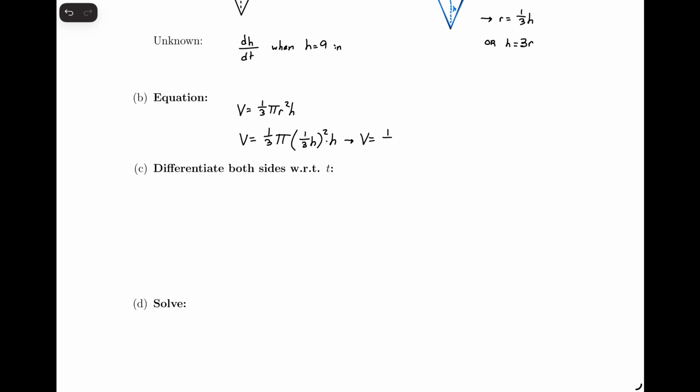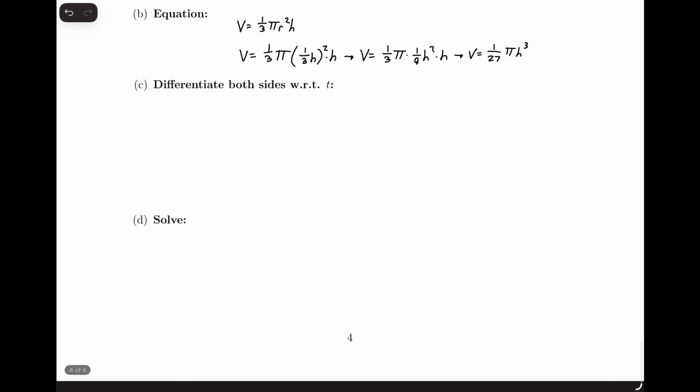So V is equal to 1/3 times pi. And then 1/3 squared is 1/9, h squared times h. So V is equal to 1/27 pi h cubed. All right, now V is in terms of just one variable h. So let's differentiate both sides now. We have d/dt of V is equal to d/dt of 1/27 pi h cubed.